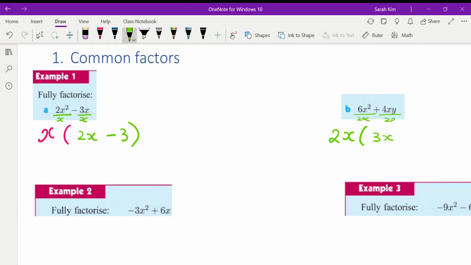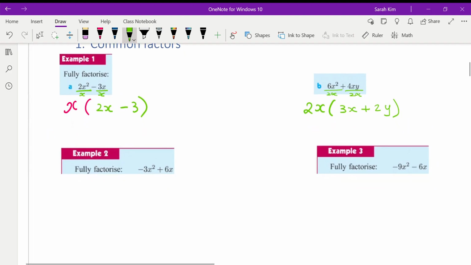Next one, if I divide 4xy by a common factor, it'll be 2x. So it'll be plus, because there's a plus. 4 divided by 2 is 2. xy divided by x is y. So that one should be your answer.